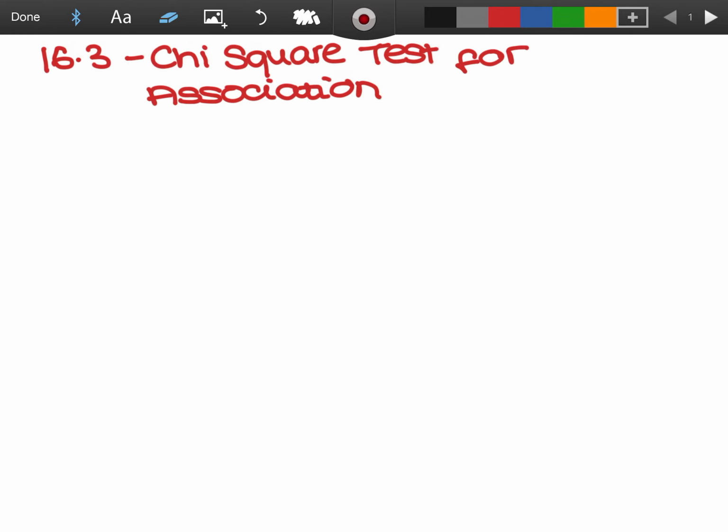Are they independent? Are they dependent? Does gender affect the type of music that people like? That's the type of thing that we're going to look at with this chi-square test for association. And the way that we do this is by using something called a contingency table.